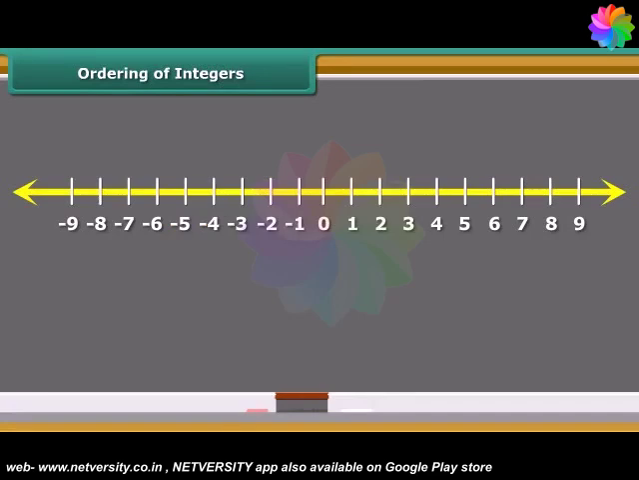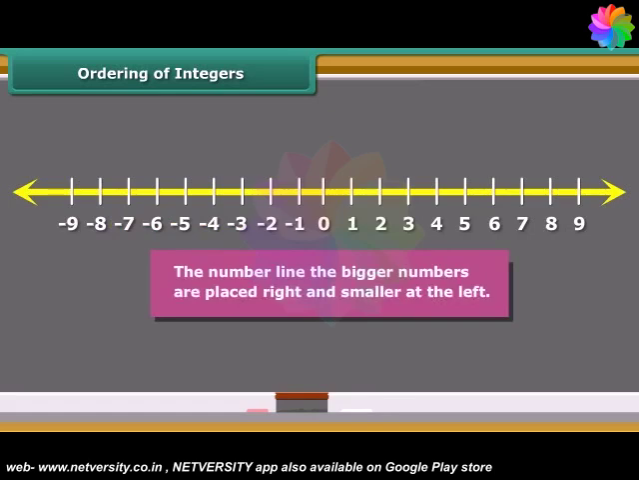Let us again observe the integers which are represented on the number line. We know that 9 is greater than 5, and on the number line it is 4 points right of 5. Similarly, 5 is greater than 0, so it is placed to the right of it. Since 0 is to the right of -2, it is greater than -2. Again, -2 is on the right of -7, so -2 is greater than -7. Thus, we see that on the number line, the bigger numbers are placed right and smaller at the left.